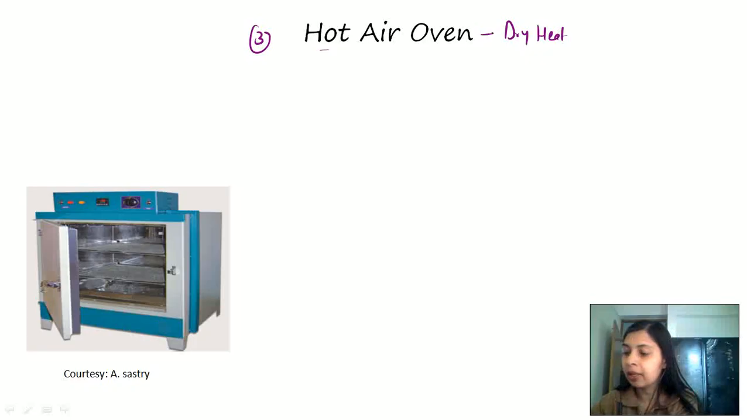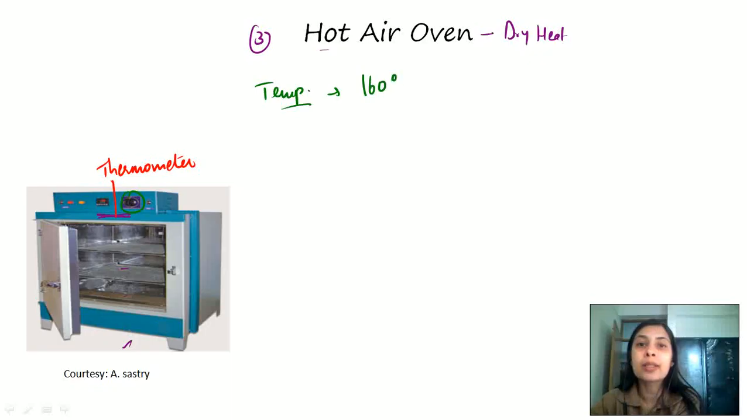So what is happening in the hot air oven? This is the equipment which you can see. This is the hot air oven. It has racks where anything to be sterilized is put up, and then we have a thermometer over here to record the temperature. This is the knob which is used to adjust the temperature. Okay, this is called the hot air oven. So what temperature is important for us to remember? It is working at 160 degrees Celsius for 2 hours.